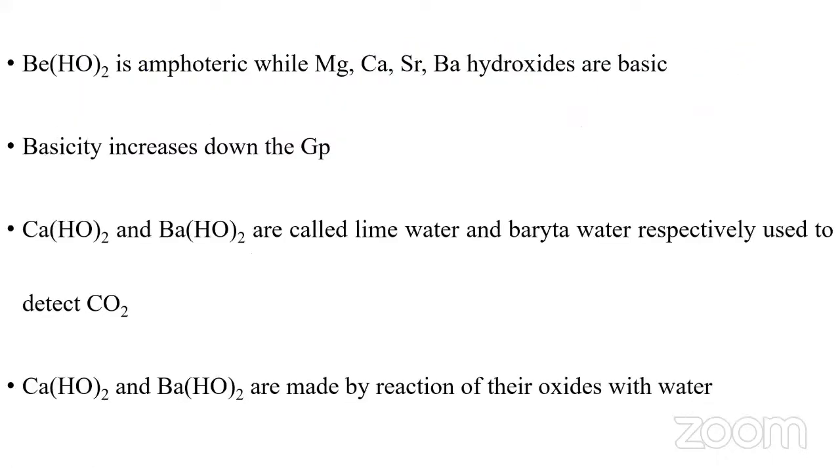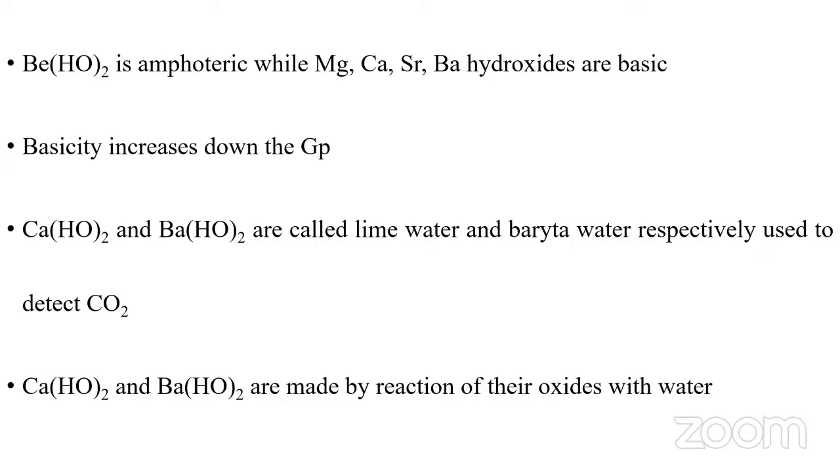Your beryllium hydroxide is amphoteric. Your beryllium oxide and your beryllium hydroxide, they are all amphoteric. But the magnesium, calcium, strontium, barium hydroxides are basic. But mind you, your magnesium hydroxide is weakly basic. The others are more basic than it. And that is why your magnesium hydroxide can be used as a drug. So as I said, basicity increases down the group.